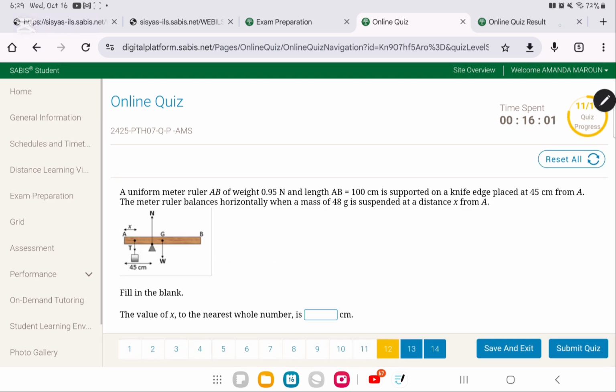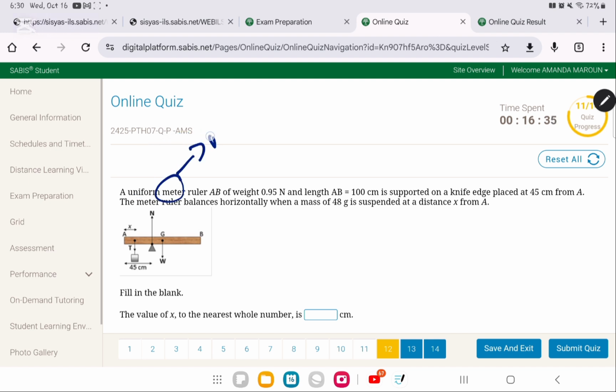I'm not sure. Question number 12 is one of the most important questions. It seems tricky when looking at it at the beginning, but once you know it, it will become the easiest thing ever. So please pay attention. A uniform meter ruler. Uniform means that the center of gravity is its geometrical center. Okay, the center of gravity is its geometrical center.